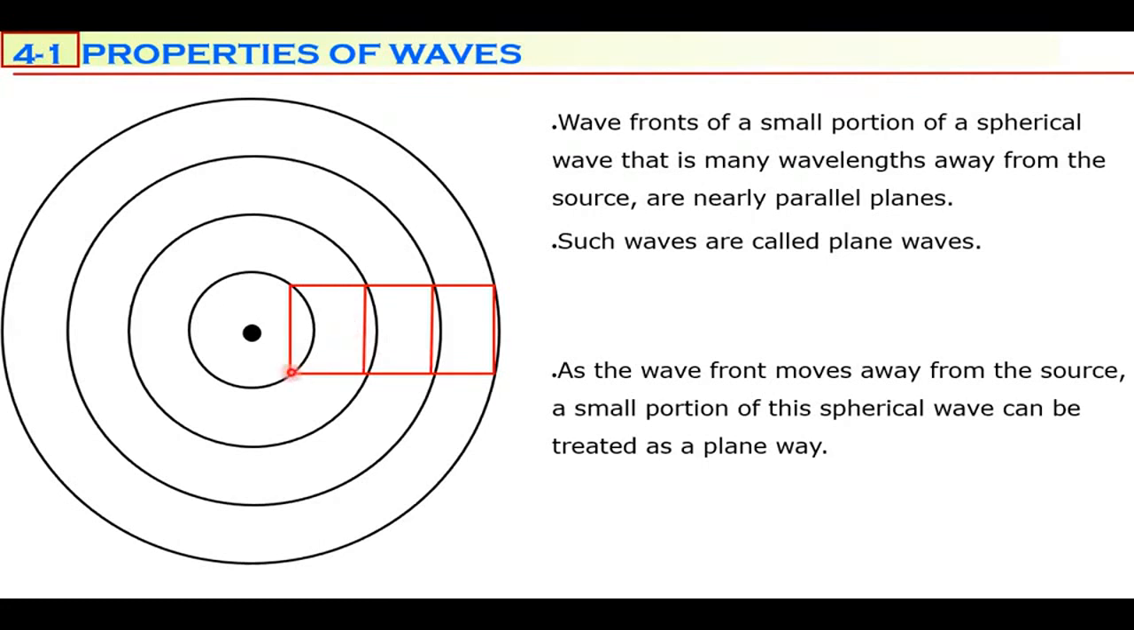When it is very close, it is not close to a straight line, it is a curve. But when the distance is 2 lambda, it is getting closer to a straight line. When it is 3 lambda, much closer. When the distance is 4 lambda, almost a straight line. So as a wave moves many wavelengths away from the source, a small portion of this spherical wave can be treated as a plane wave, which is a straight line.